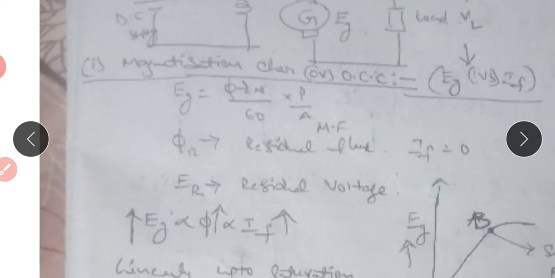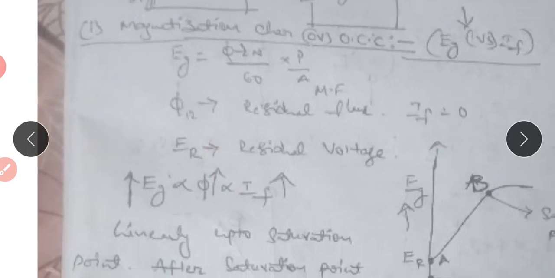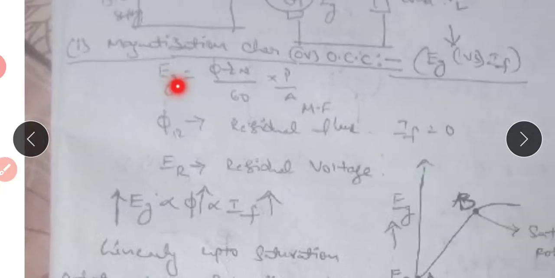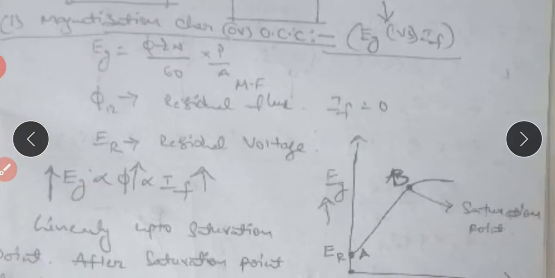If field current changes, flux also changes. So by decreasing this field resistance value, the current flowing through the field winding increases. If IF value increases, field magnetic flux value also increases. If magnetic flux increases, we know the relation Eg equals to phi Z N by 60 into P by A. If phi increases, automatically Eg value also increases.